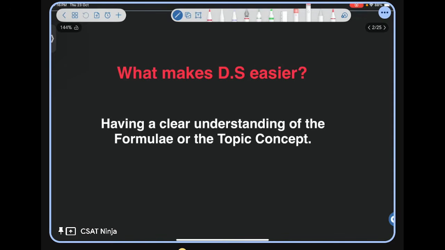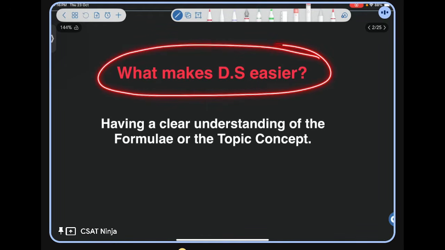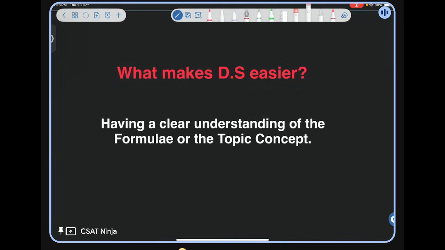So how can we master this topic? What makes data sufficiency easier? Number one thing is having a clear understanding of the formula. That means having a clear-cut understanding of the formula. If we are talking about quants, that means how the formula is working. And the other one is having a clear concept about that particular topic.